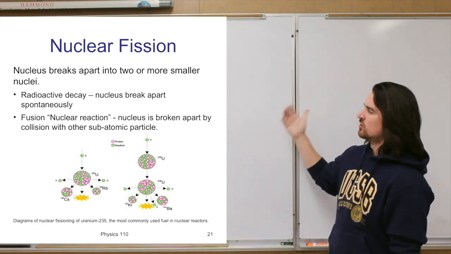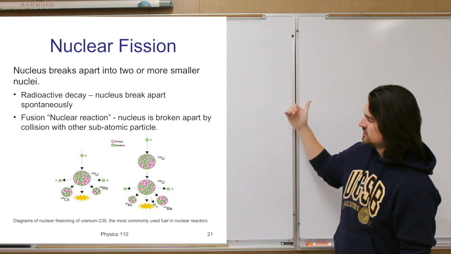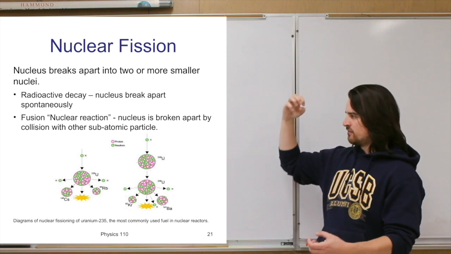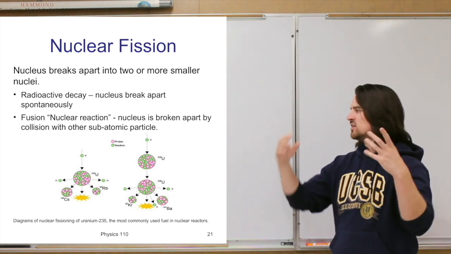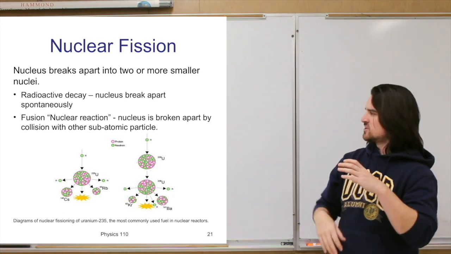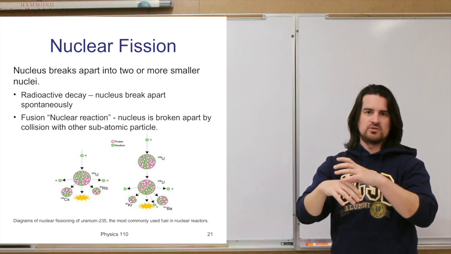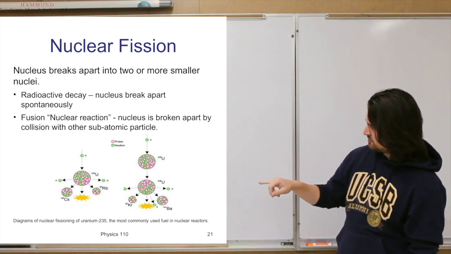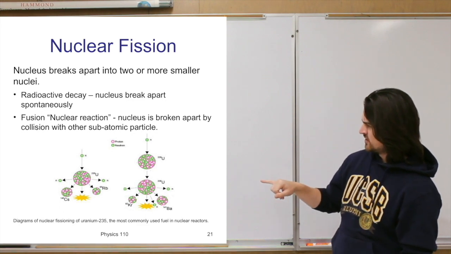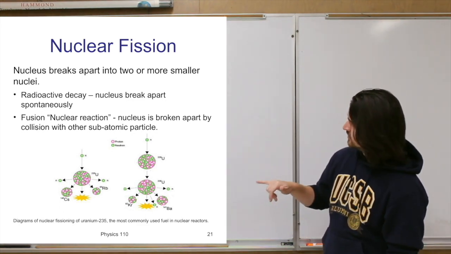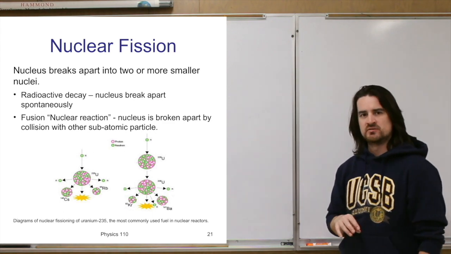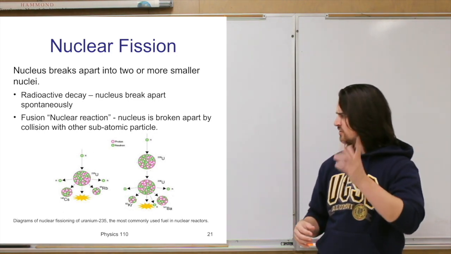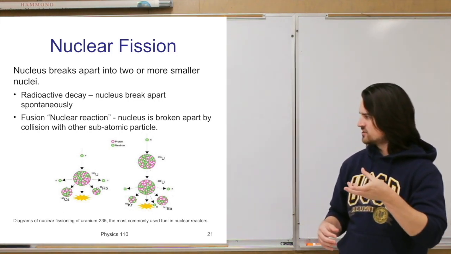So another type of fission is what would be called a fission nuclear reaction, where instead of a nucleus just decaying spontaneously, you have a nucleus and then you slam something else into it, but instead of fusing to that nucleus, it actually breaks that nucleus apart. At the bottom here are pictures of the two, I think, most common kinds of fission that happen in nuclear reactors. A lot of nuclear reactors utilize uranium, and particularly uranium-235 as the fuel for those reactors.